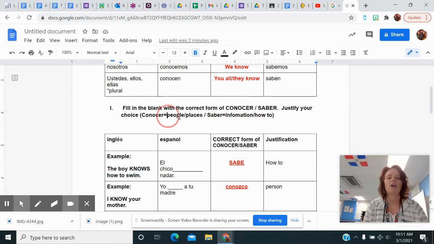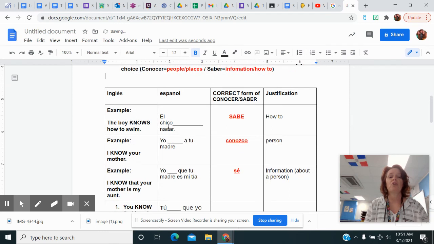These right here are going to be your four justifications. It's either going to be knowing people or places for conocer, or it's going to be knowing information or how to with saber. I actually did three examples for you. The next one says, I know your mother. All right, that's just a flat out knowing a person. That's my justification. Or you can put people, I don't care. Since it's in the yo form, conozco is your verb choice.